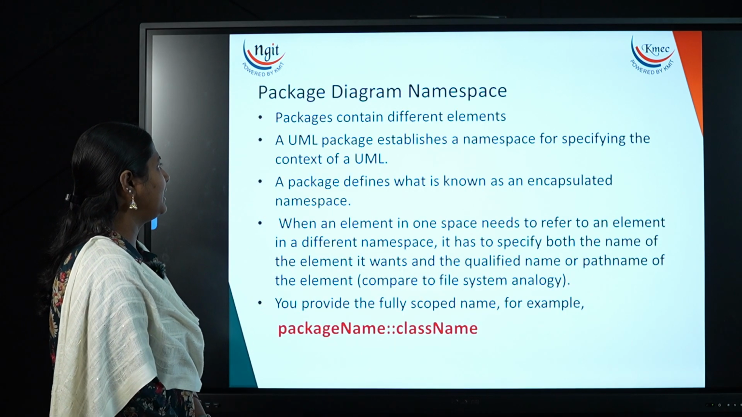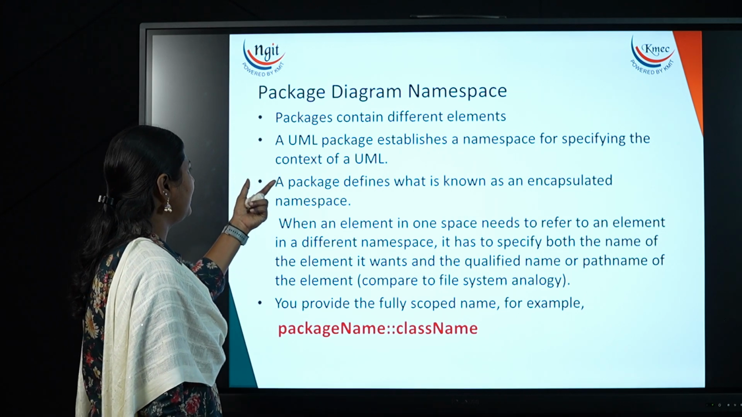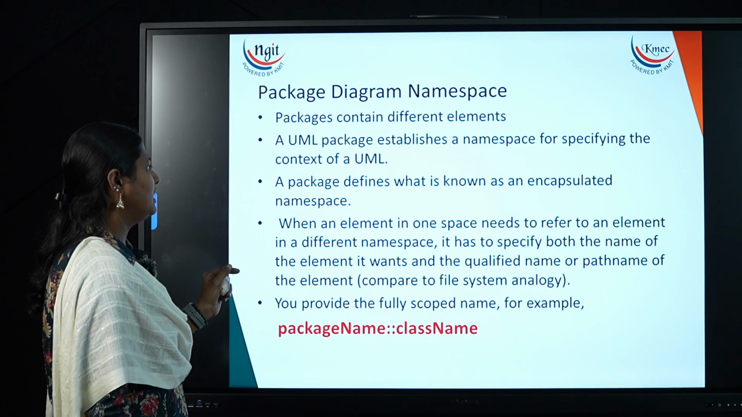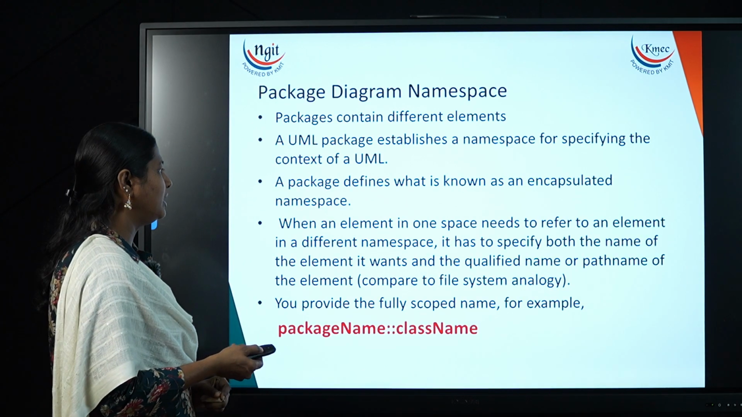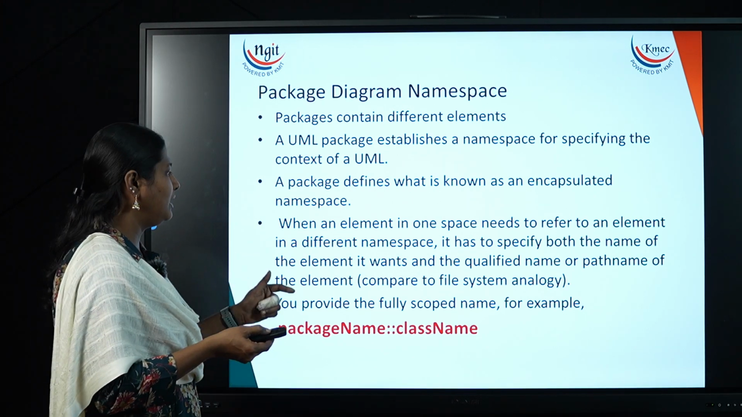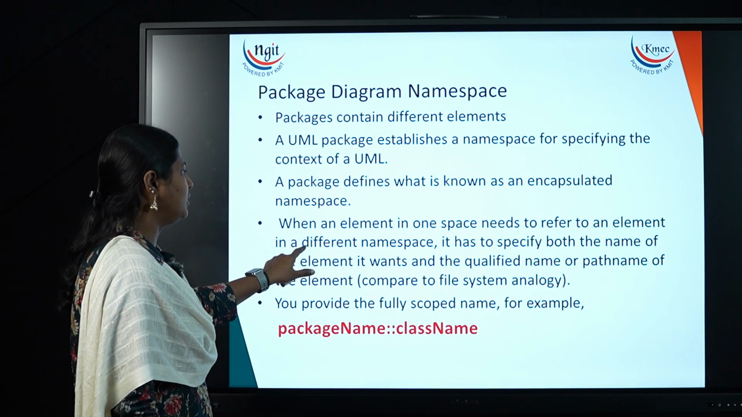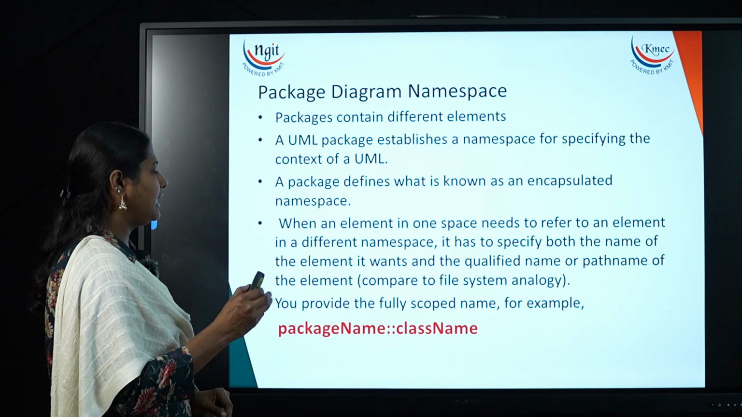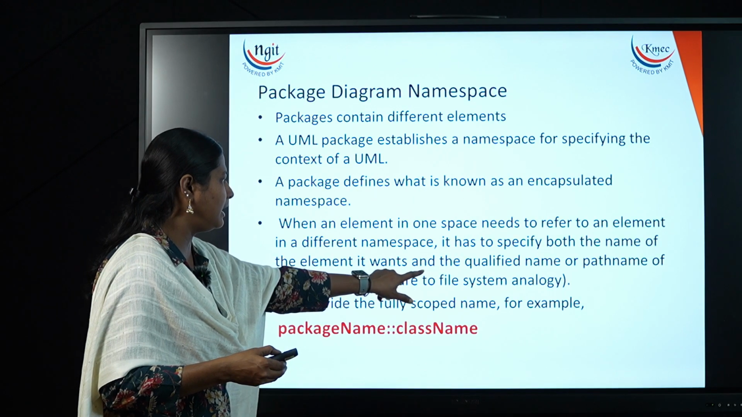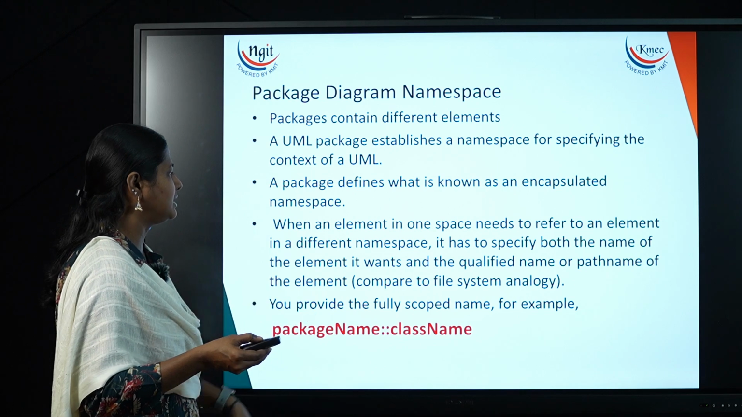Coming to the next one, package diagram namespace, like how to represent the naming. Here this contains the different elements. Establish a namespace for specifying the context of the UML, because we need to understand exactly how the name is going to be defined. Where there are more number of packages, that can be defined with the namespace here. When the elements in one namespace need to refer to the elements in a different namespace, it has to specify both the name of the element it wants and the qualifying name or path name of the other element, comparing to the file system analogy.